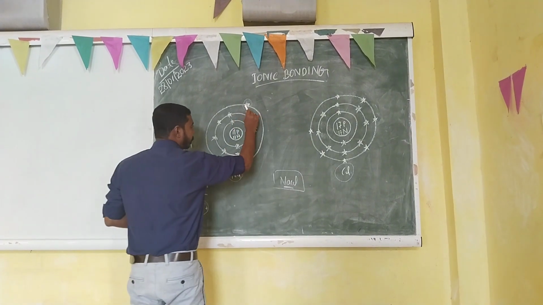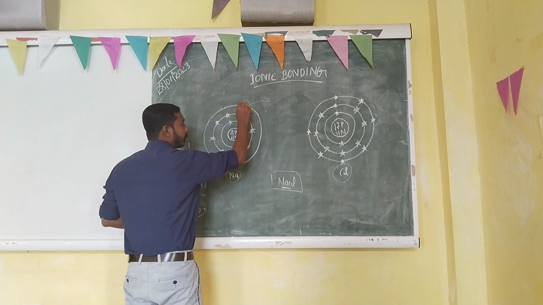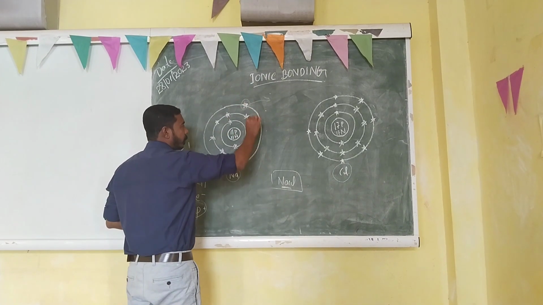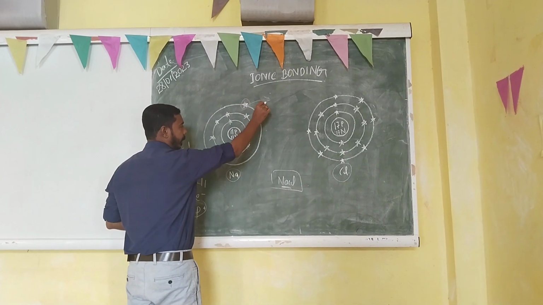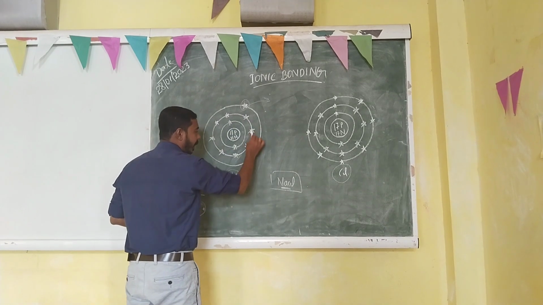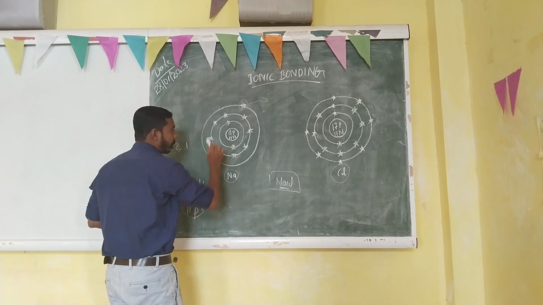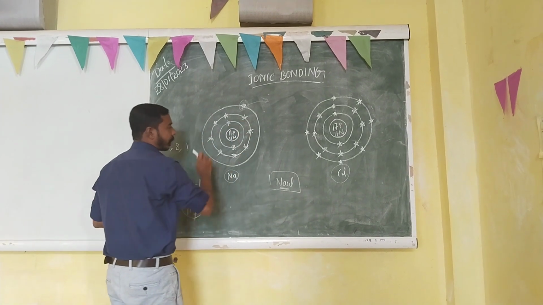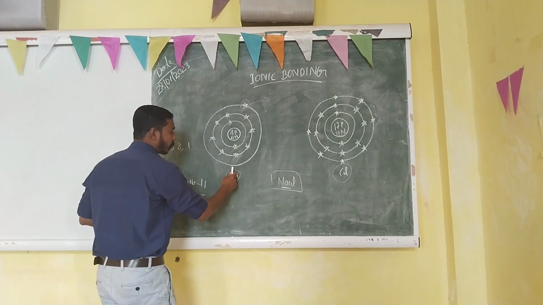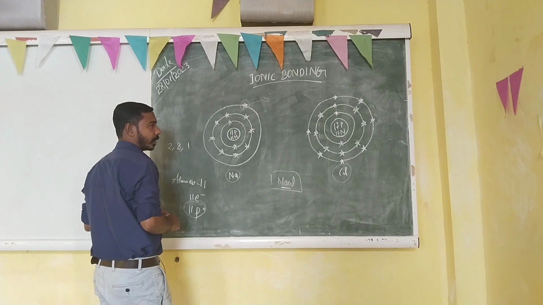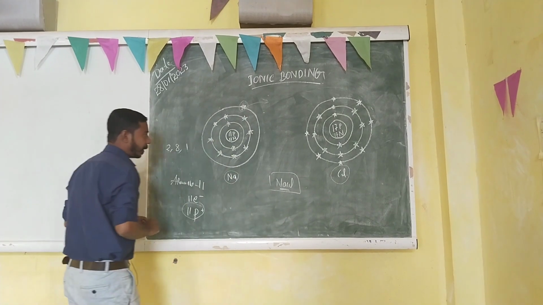If sodium transfers the 1 electron from its outermost shell, then the second shell becomes the outermost shell. So in the second shell of the sodium atom there are 8 electrons, and the sodium becomes stable. But there is one more condition.